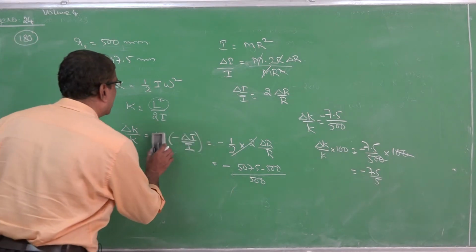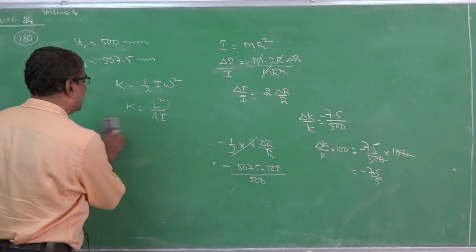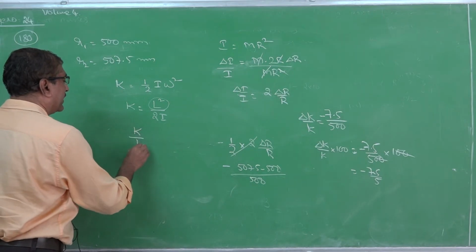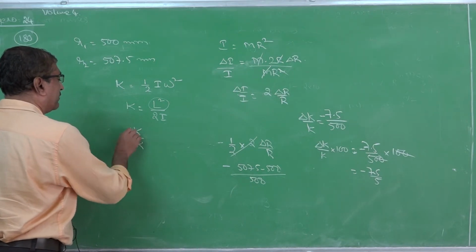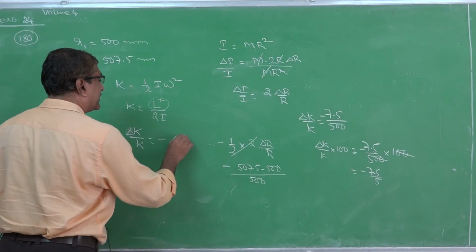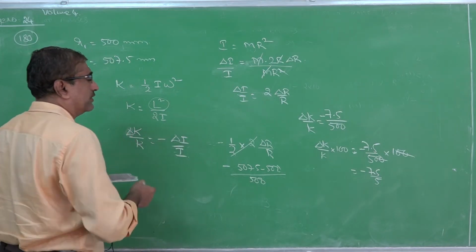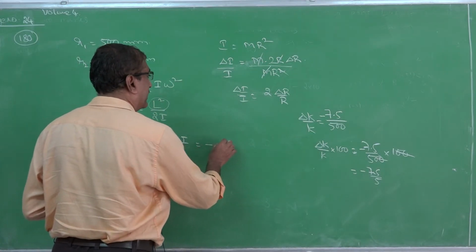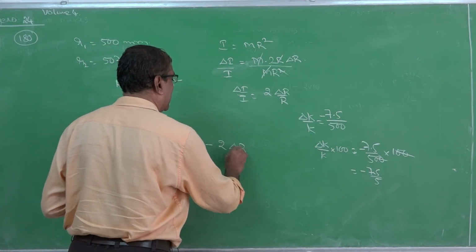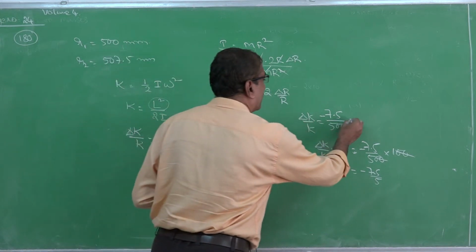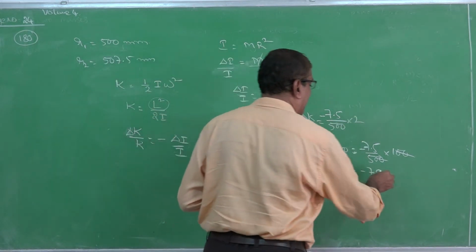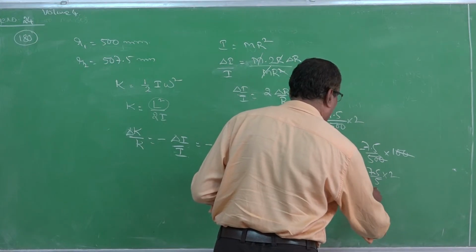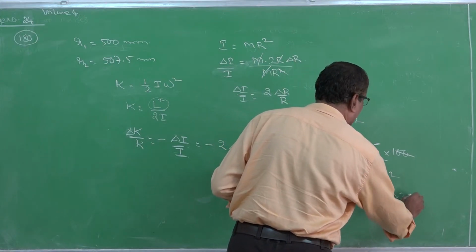Okay, one minute. Here there is no half, as the 2 is constant. Delta K by K is equal to minus delta I by I, this one only. So that equals minus 2 delta R by R. So we have to multiply it with 2 into 2, that is 1.5 by 5. That is 0.3 percent.